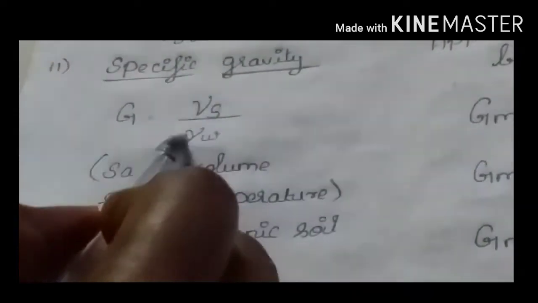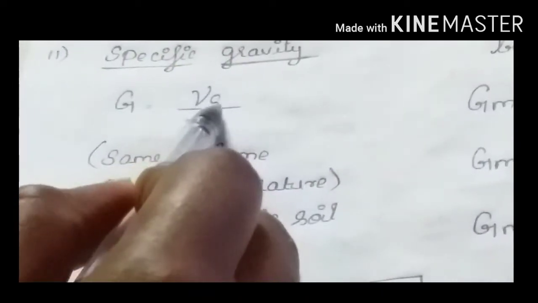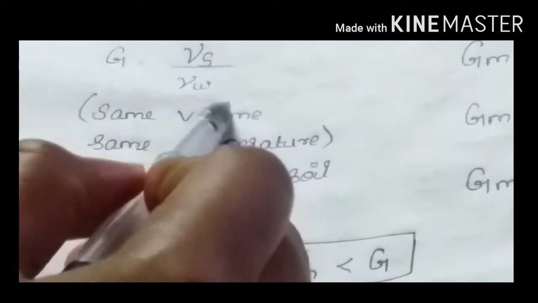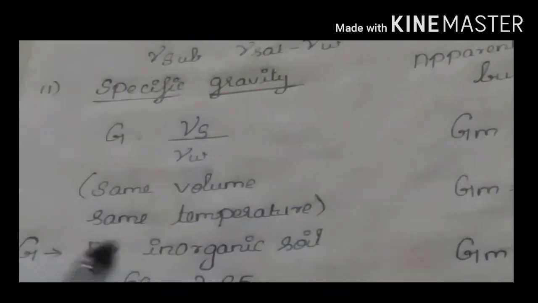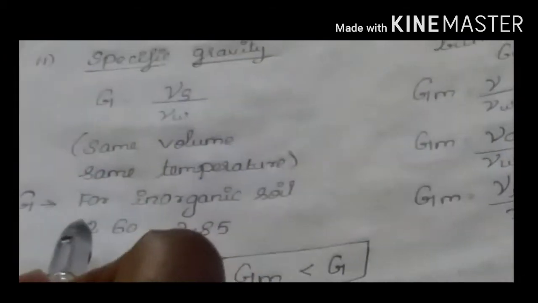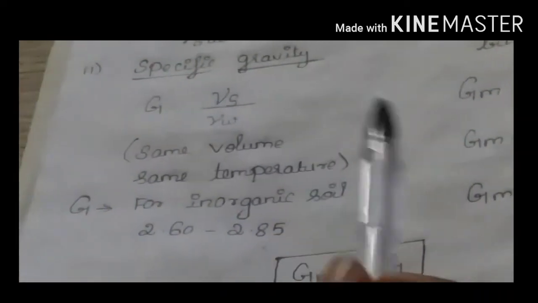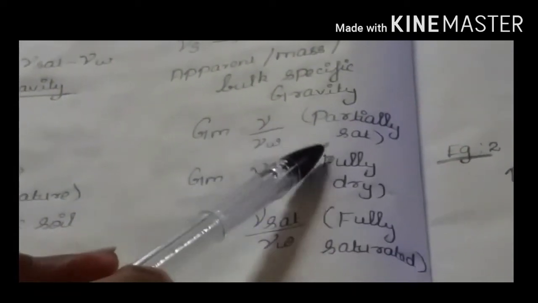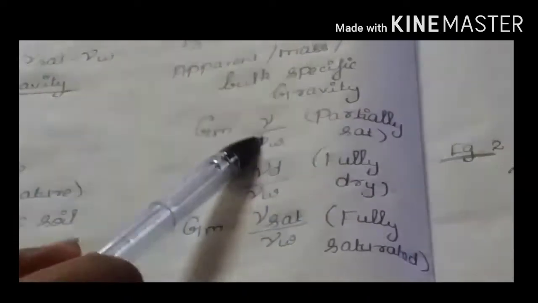Specific gravity, indicated by G, is equal to unit weight of solids at a given temperature and a given volume, to the unit weight of the water at the same temperature and the same volume. G for inorganic soil ranges between 2.60 to 2.85. Apparent or bulk specific gravity will have a small difference from specific gravity.